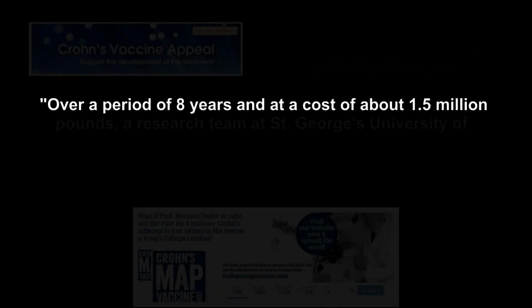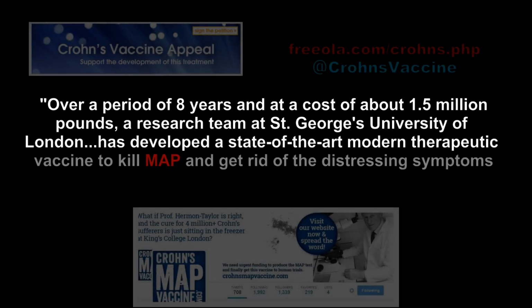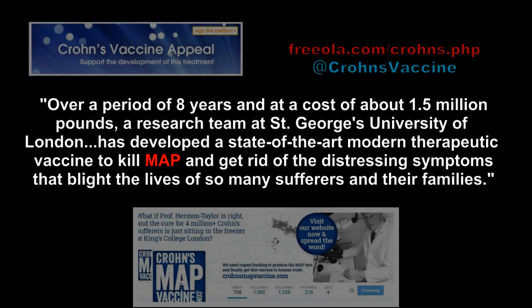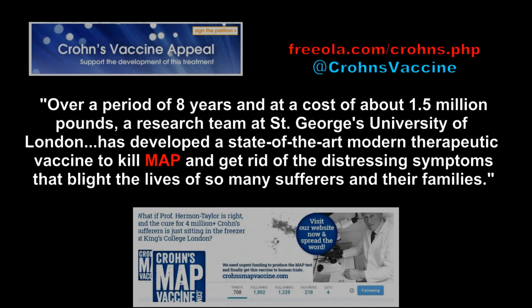Over a period of 8 years and at a cost of £1.5 million, a research team at St George's University of London has developed a state-of-the-art modern therapeutic vaccine to kill MAP and get rid of the distressing symptoms that blight the lives of so many sufferers and their families.